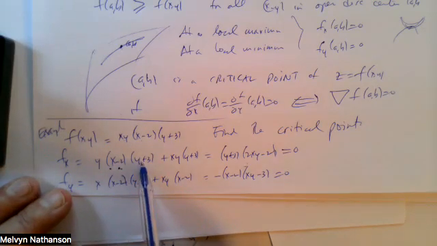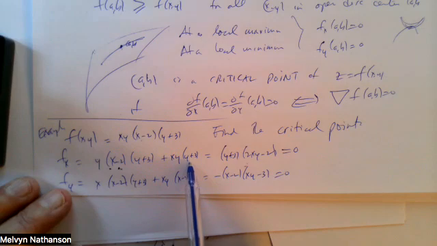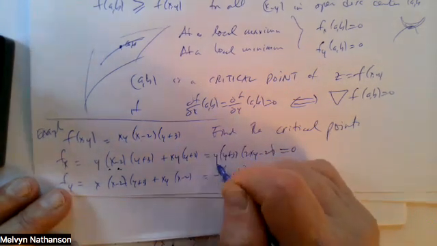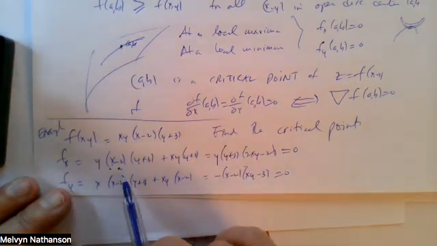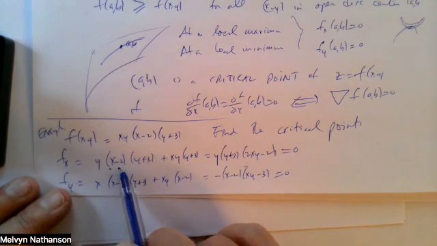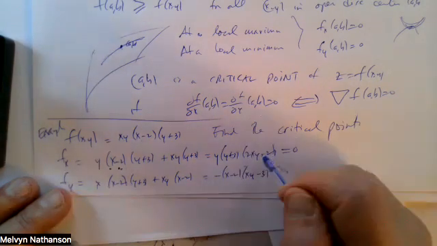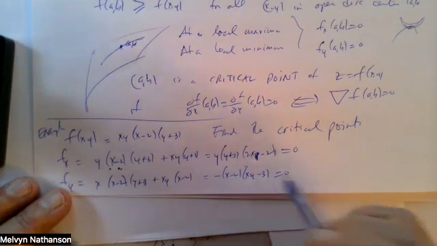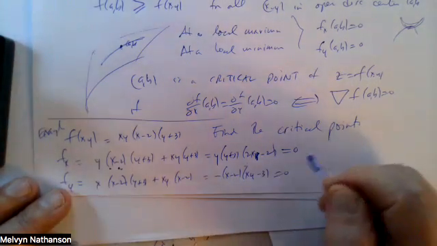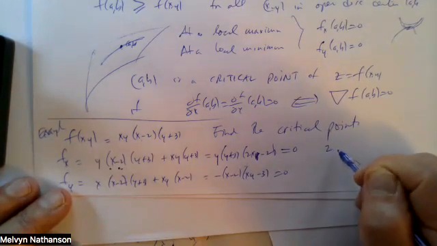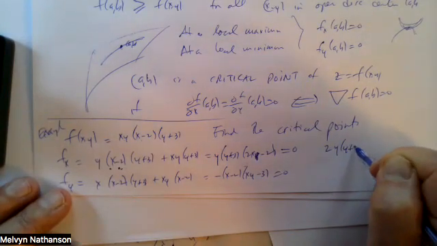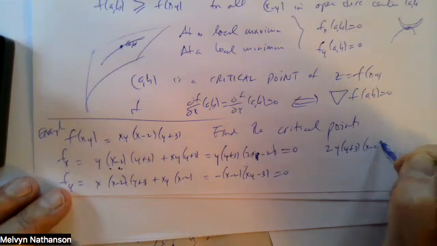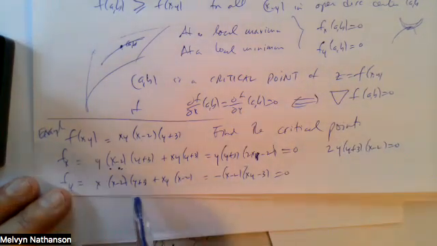y times (x - 2)(y + 3), plus xy times (y + 3). I could have factored out y times (y + 3). And then I'm left with x - 2 + x, which is 2x - 2. So I could factor out a 2: 2y(y + 3)(x - 1) equals 0.